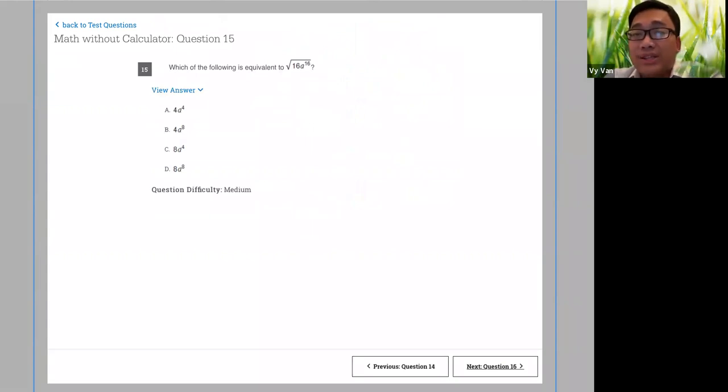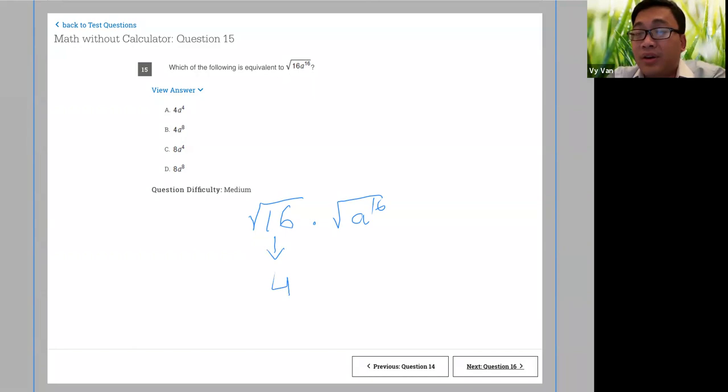So next question. This is a radical, exponential kind of question. We have to simplify the square root of 16a to the power 16. First things first, let's break it out into the square root of 16 times the square root of a to the power 16. We all know that the square root of 16 is 4. Now let's simplify the square root of a to the power 16.